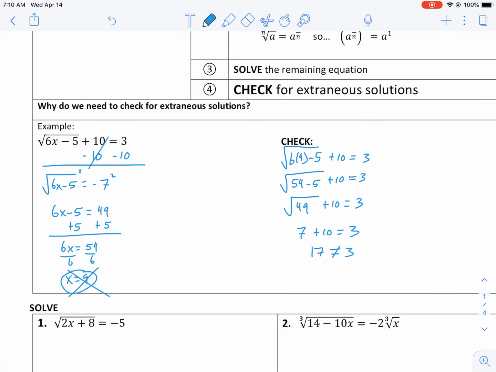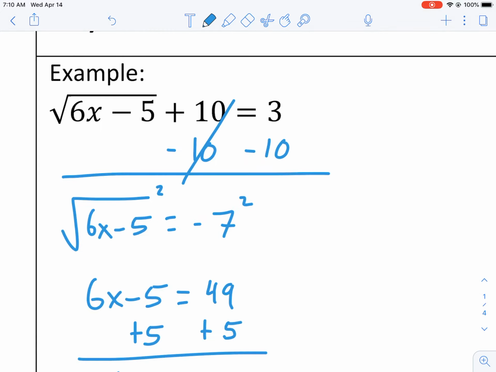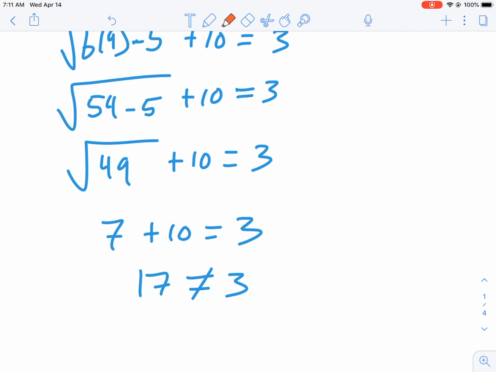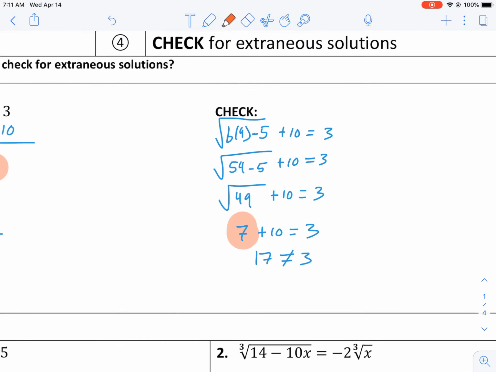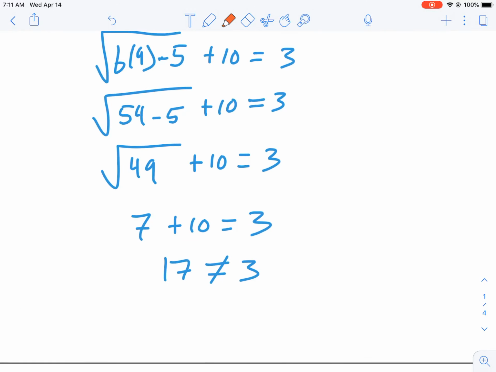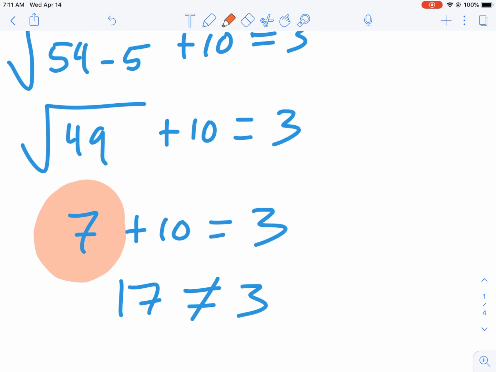So here's the reason why. The reason is right here at this step: the square root of 6x minus 5 equals negative 7. It is not possible for the square root of something to be negative. When we squared it, we turned it into 49, which is now a different situation. We got the square root of 49 equals 7, when in reality it needed to equal negative 7. That's why we got the wrong answer: there was no possible way you could take the square root of this and get negative 7.